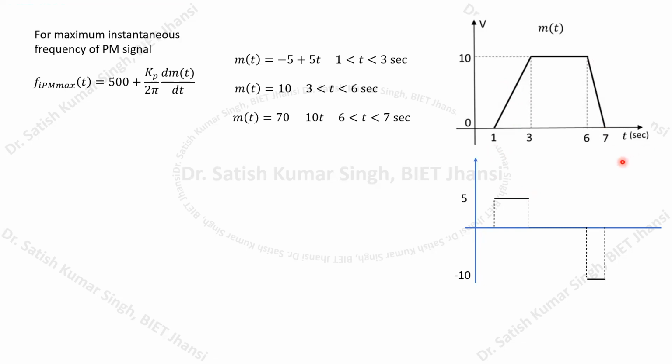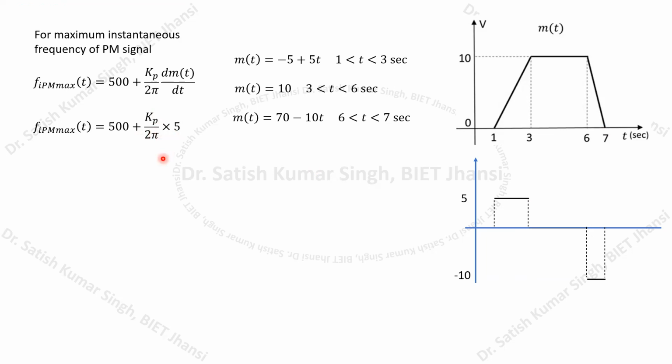This kind of waveform we are going to observe in this particular time duration, 1 to 7 seconds. Now, because we have to calculate the maximum value, or highest instantaneous frequency, of the phase modulated signal, we have to consider the maximum value of this derivative. The maximum value, as you can see in the graph itself, is 5. So we can substitute 5 here: the maximum instantaneous frequency will be 500 + kp/2π multiplied by 5.